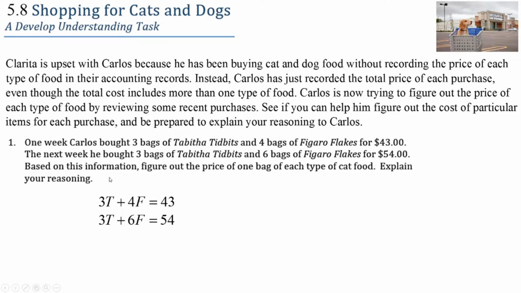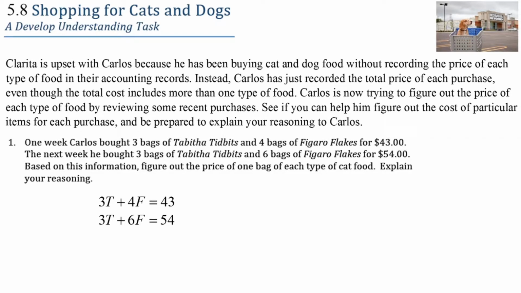Based on this information, figure out the price of 1 bag of each type of cat food. Explain your reasoning. So we have 2 linear equations here in standard form, and this creates a system of equations where the solution to the system would be the point where, if we graphed each of these linear equations, they intersect.